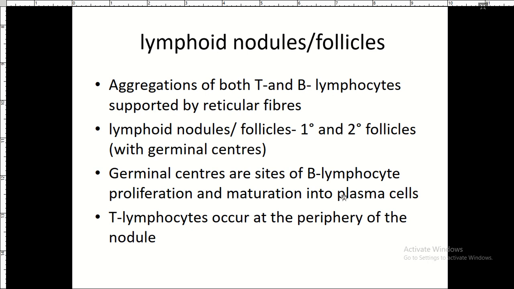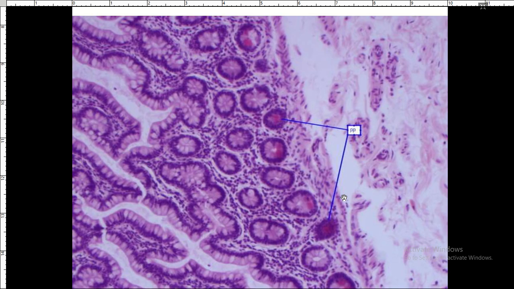Within the germinal center is the site of proliferation and maturation of B lymphocytes into plasma cells. In the periphery, we have the T lymphocytes that form the mantle or crown, the most peripheral portion of the nodule, and that will be deeply stained. The germinal center is lightly stained, so you can actually appreciate this from the histological feature.